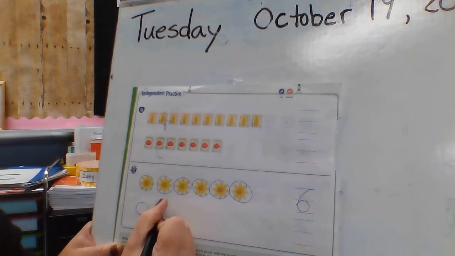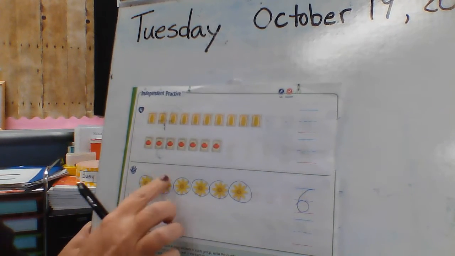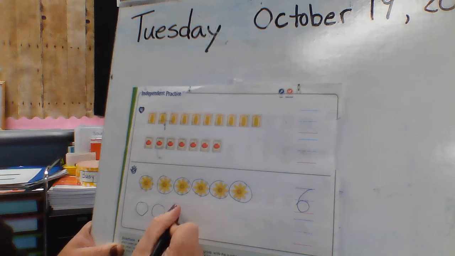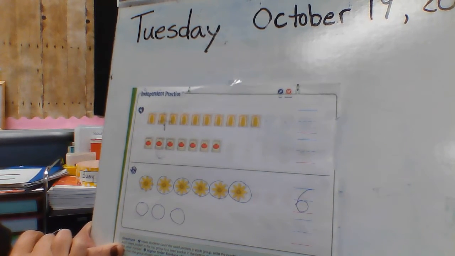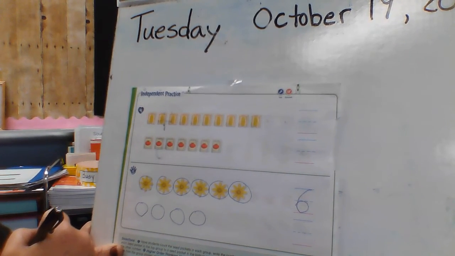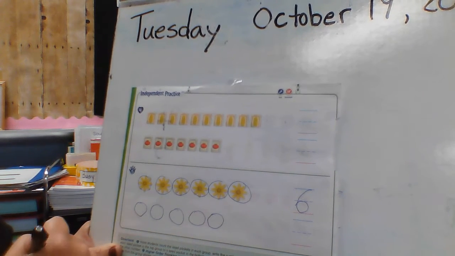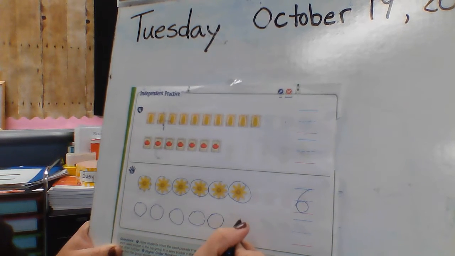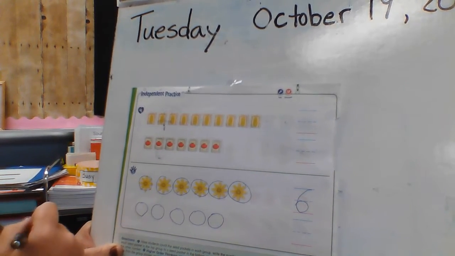Could I draw 2? Sure. 2 is less than 6. 3, yes, 3 is less than 6. 4, yes, 4 is less than 6. 5, yes, 5 is less than 6. 6, no, I can't draw 6. If I draw 6, then they'll be equal.